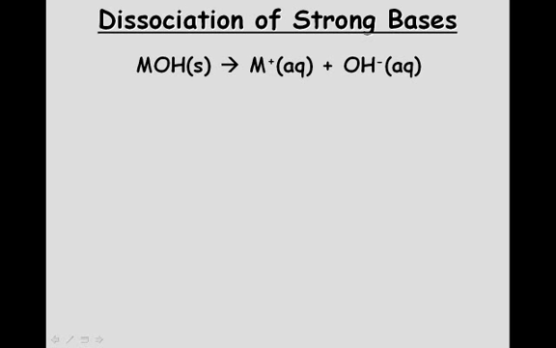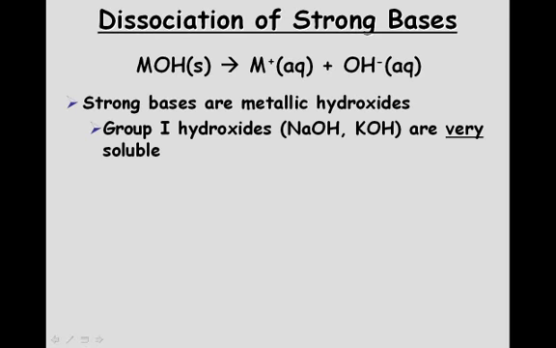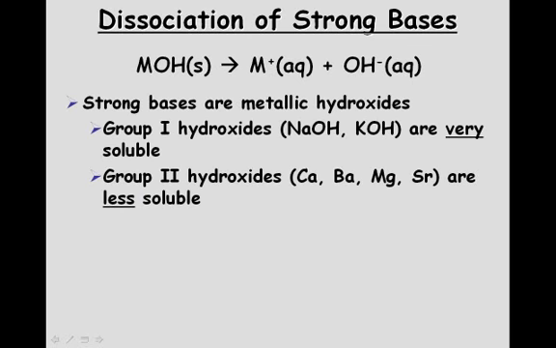So here's an example on the screen of a strong base, and it will lose its metal, that's what the M stands for, and then the OH minus goes into solution. Strong bases are typically your group 1 hydroxides, all of them, and two are listed here, sodium hydroxide and potassium hydroxide, and they're very soluble and they're strong bases.